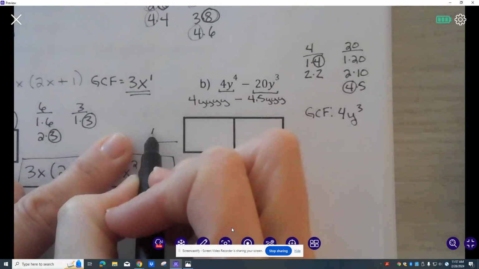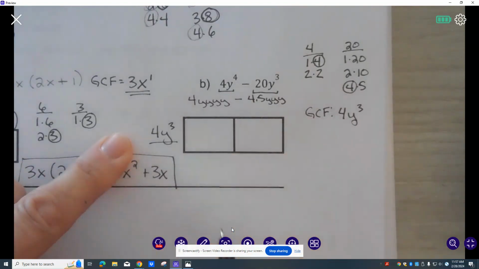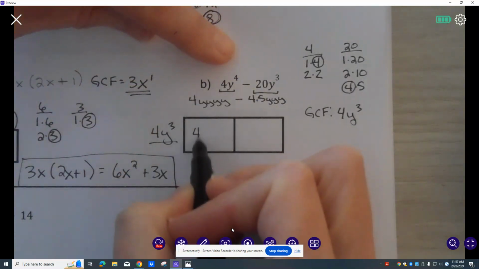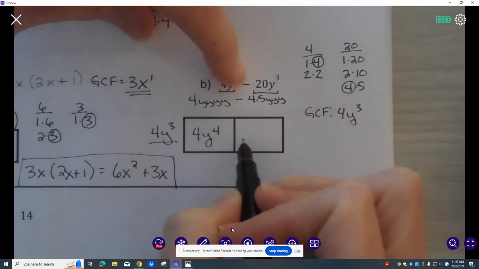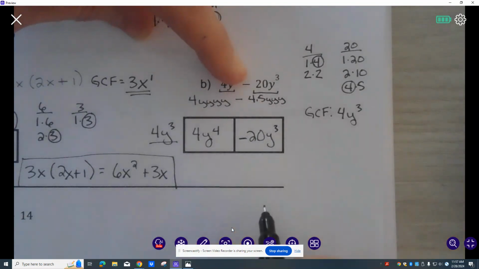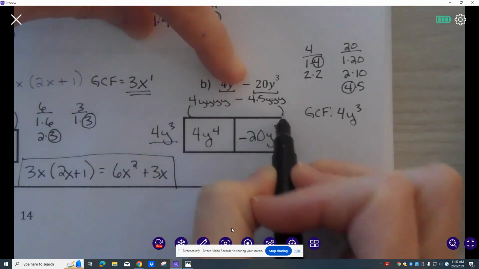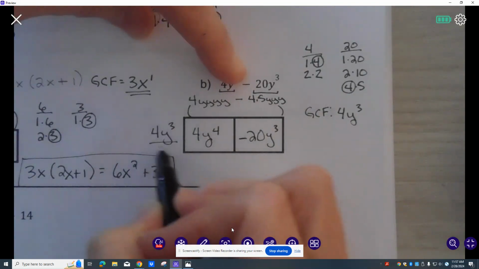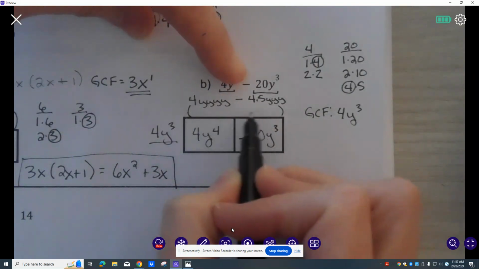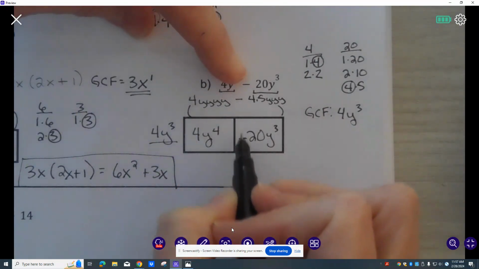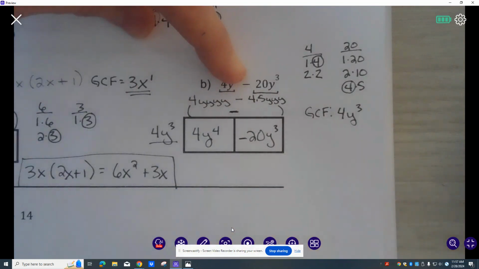Greatest common factor goes out front here. And then the problem that we're factoring goes inside the box. That subtraction, put it over here next to your 20. And then we're finding what I call the leftovers after we divide by the 4y to the third. This is where we put our answer. I call it the leftovers. If we have a minus here, you're going to have a minus up here.